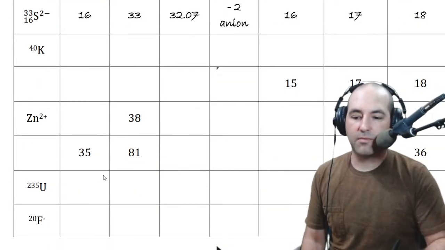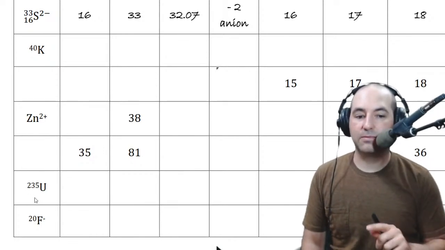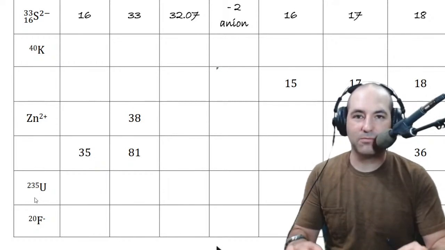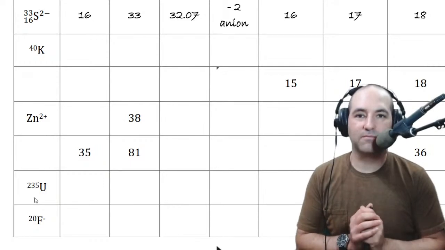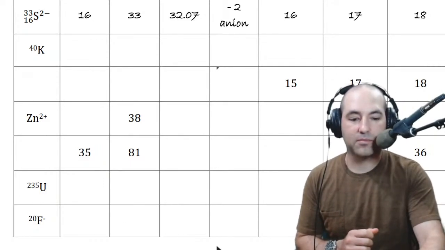Our uranium down at the bottom is 235. That's because we're now talking about this specific isotope of uranium. We're saying we care about uranium-235 at this moment, and that's what we're going to base our stuff on. There are other isotopes of uranium as well.